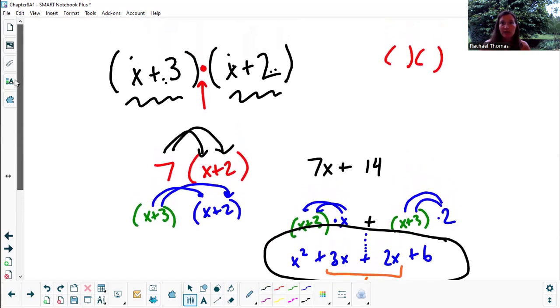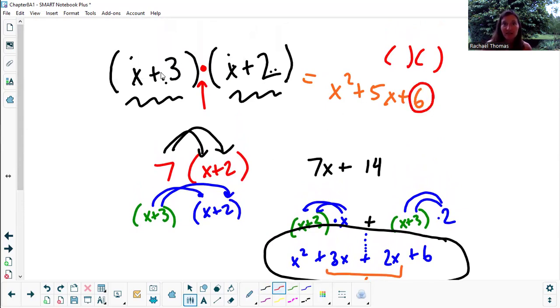I'm going to just write this up here. This equaled x squared plus 5x plus 6. The goal here was to take the stuff inside the parentheses and have a final answer that does not have any parentheses in it. And you might notice that 6 was 3 times 2. And 5 was 3 plus 2. And that is not a coincidence.